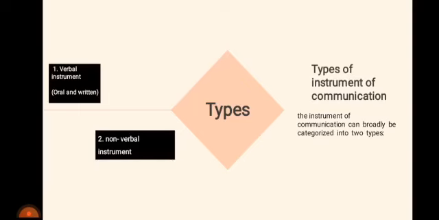And then the next slide is about the types of instrument of communication. Media or instrument of communication mainly relates to the use of language in communication. So, based on the language used, the instrument of communication can broadly be categorized into two types. The first is verbal instrument, and the second is non-verbal instrument.